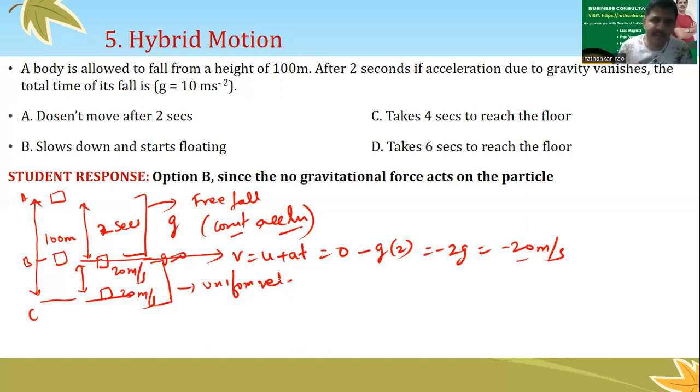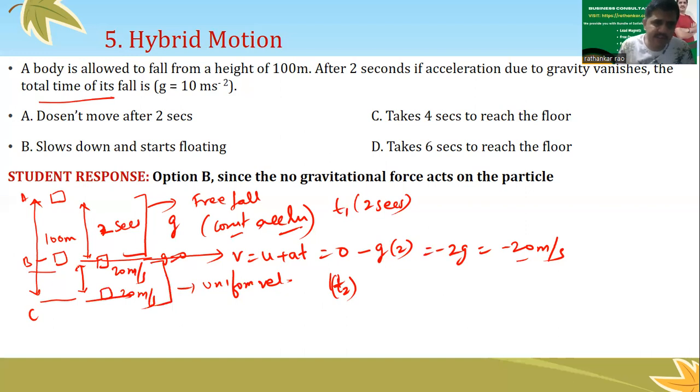Now, first thing is what is being asked over here? He is asking you, find the total time of fall. He wants this time. This time, let me call this T2. This time is T1, which is equal to 2 seconds. So we need to find out the value of T2. Now, how do you find the value of T2? It's a bigger question. Simple.